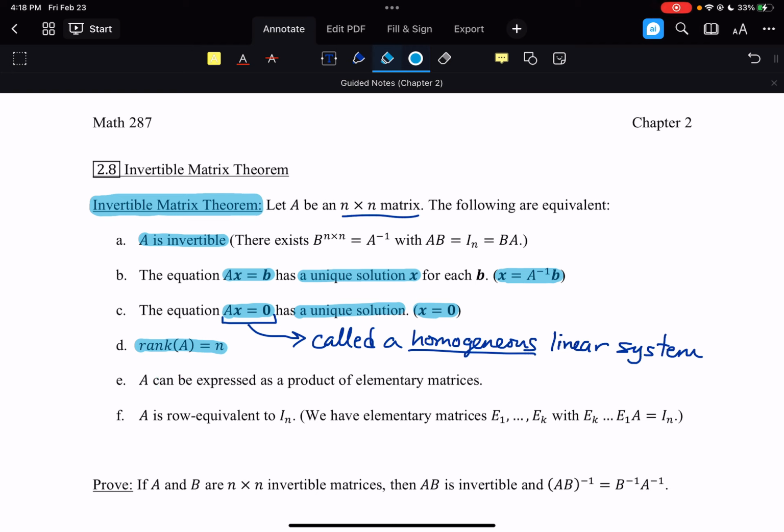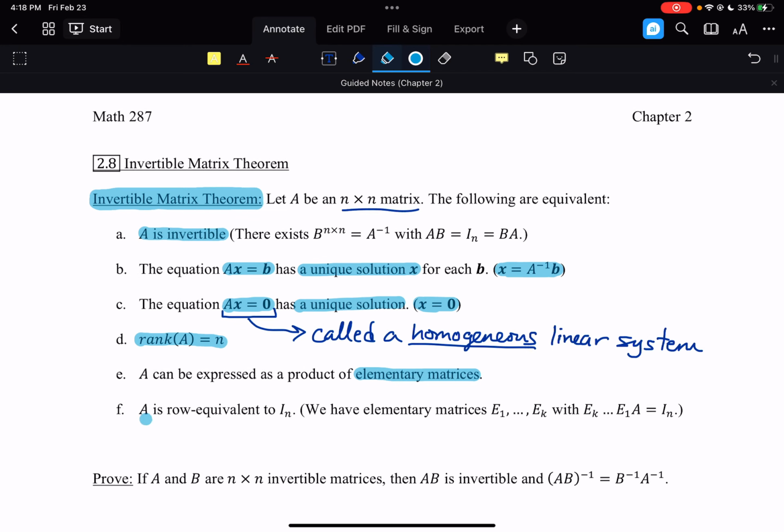A can be expressed as a product of elementary matrices. So that was the process that we talked about in invertibility. And A is row equivalent to the identity. So again, very much involved with that same process that we were just looking at in the last section. So all of these statements are equivalent. If any one of these statements is true, all of the others must also be true for that specific matrix A.